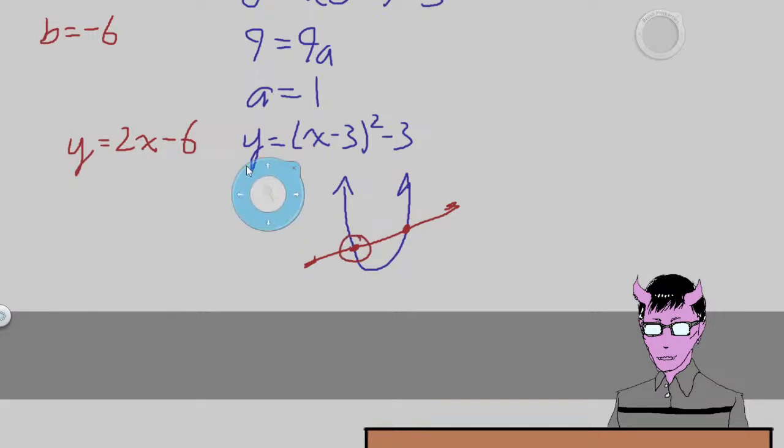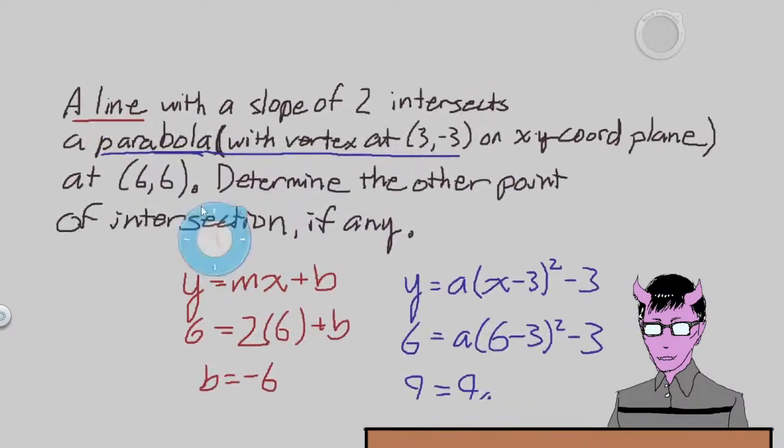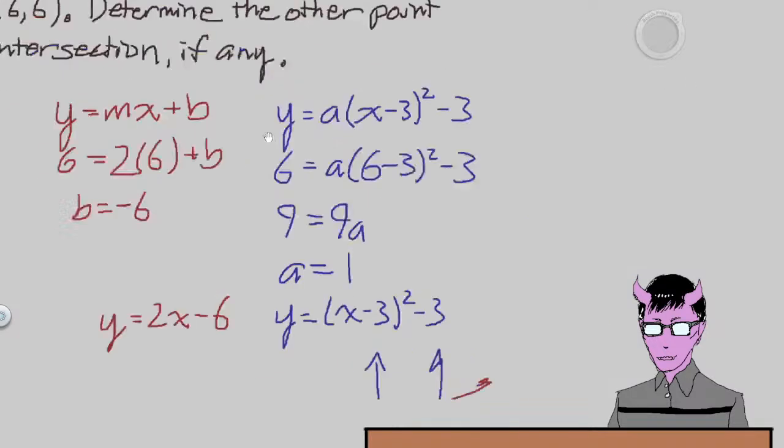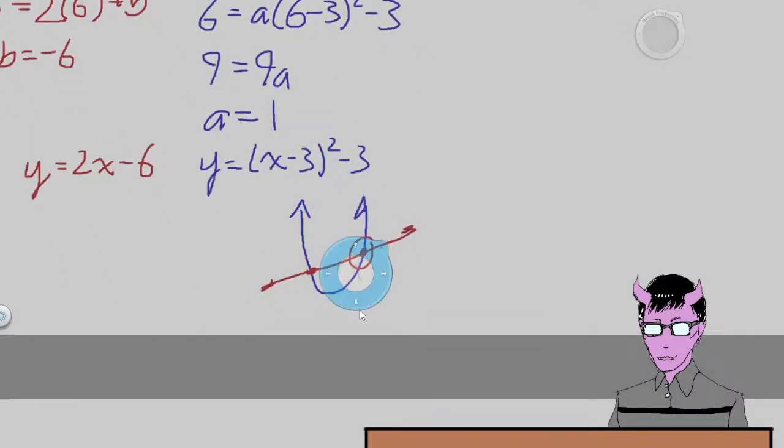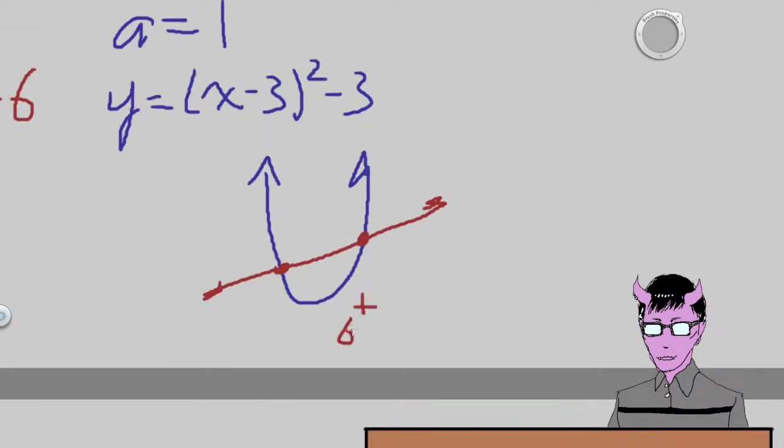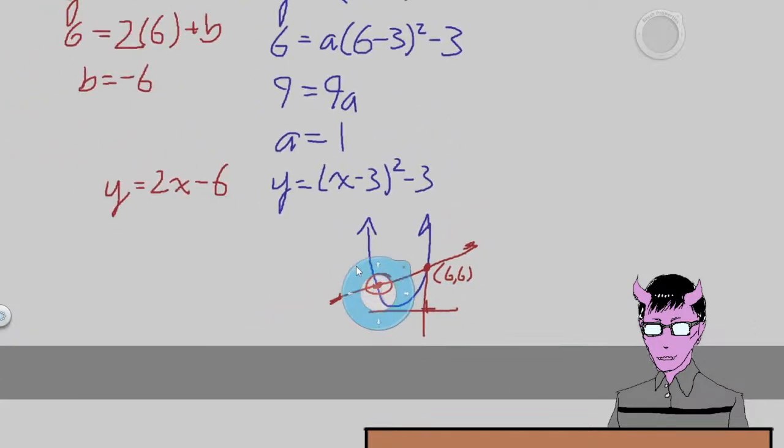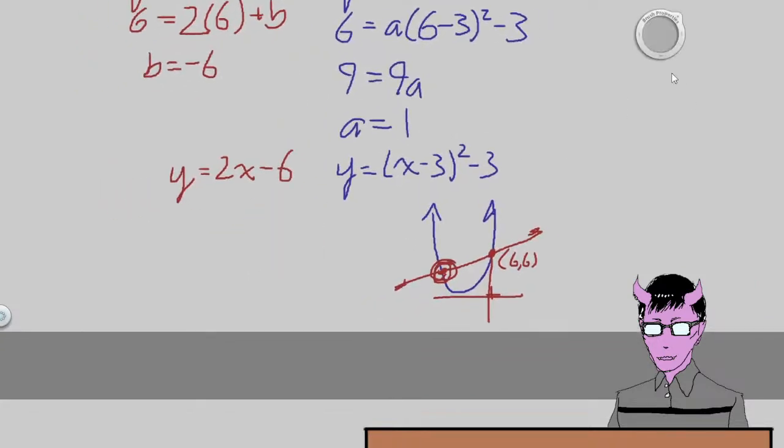We're already given one of them. The first one occurs at the vertex. Oh, interesting. Well, no, I'm sorry, at 6, 6. So that's probably this one right here, right? 6, 6. So our job is to find the other one, which just involves setting. And again, since they intersect at the same location, that must mean that this y is the same as that y value. So let us just set them equal to each other.